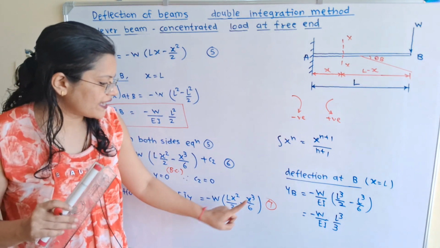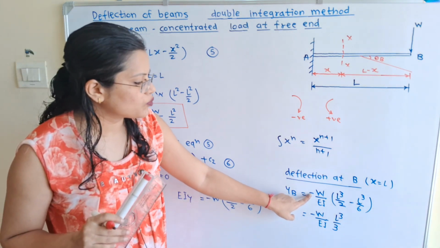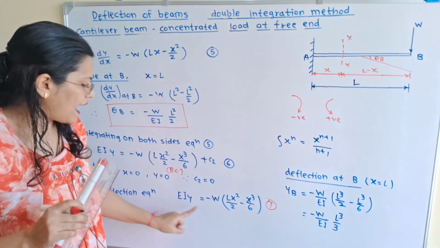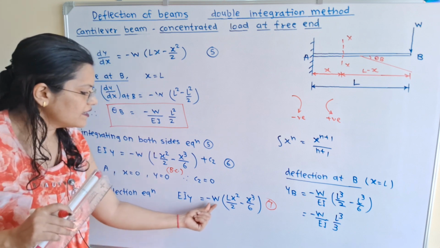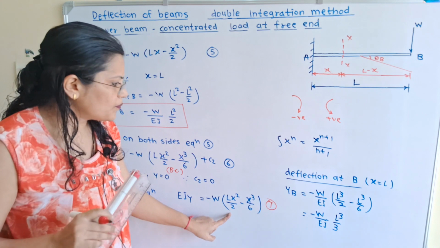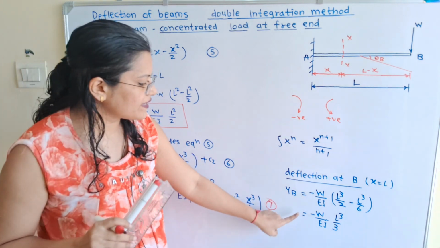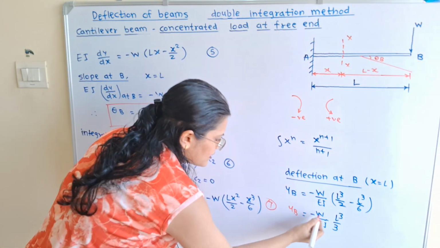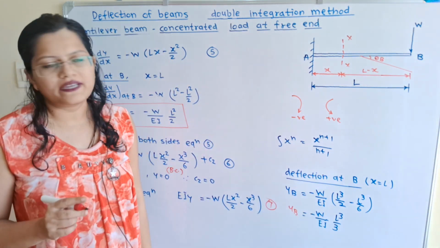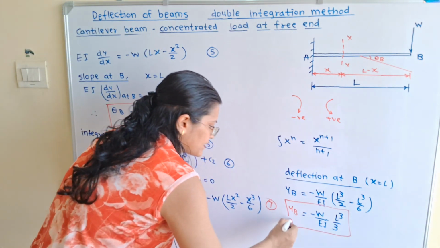So instead of x, when we put capital L, then we will get YB is equal to minus W by EI, because this EI term we will transfer to the right hand side, in the bracket L cube by 2 minus L cube by 6. So when we simplify this, then we will get YB is equal to minus W by EI L cube by 3. So this is the deflection at the end B. So we will make the bracket.